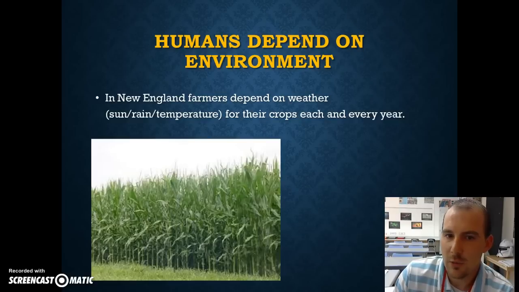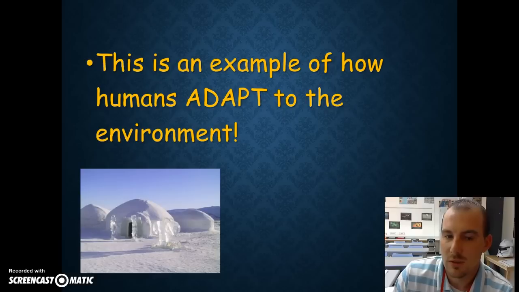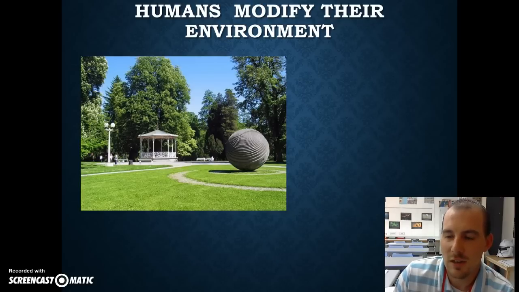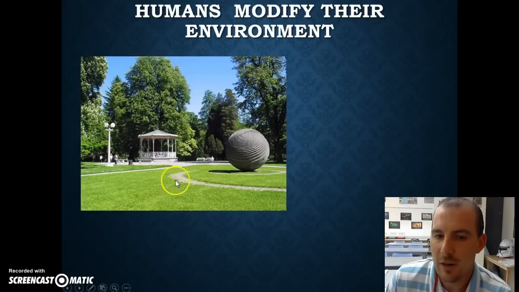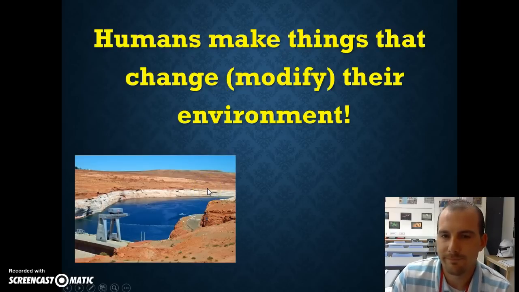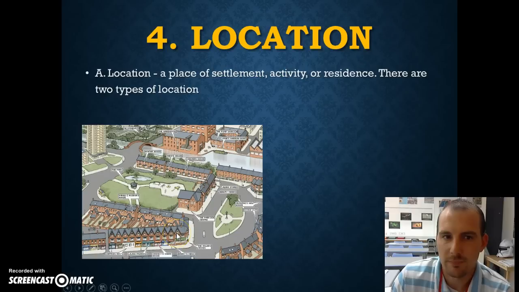Like I said, in New England, the farmers depend on weather for their crops. Here's an example of how people adapt to their environment. They build an igloo. And here's a great example of how we modify our environment. If you take a look at the picture here, these are all modifications, all these here, to our environment. And here's another image of how people change their environment around them.